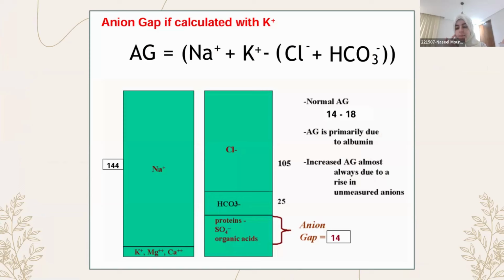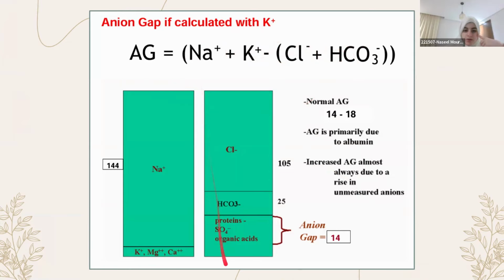Now, how do we calculate the anion gap? We can either calculate it with potassium or without potassium. Let's say we calculate it with potassium. So this is the formula. You take the positive ions, you add them, and you subtract that by the sum of the negative ions. So basically sodium plus potassium minus the sum of the negative ions, which are chloride and bicarbonate.